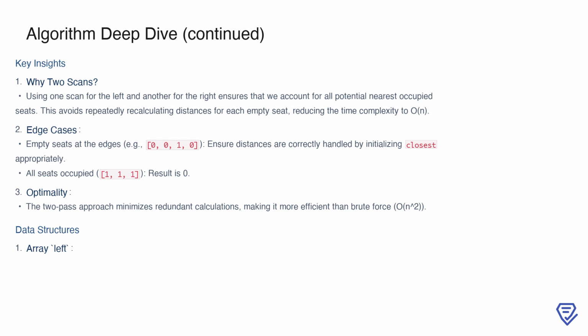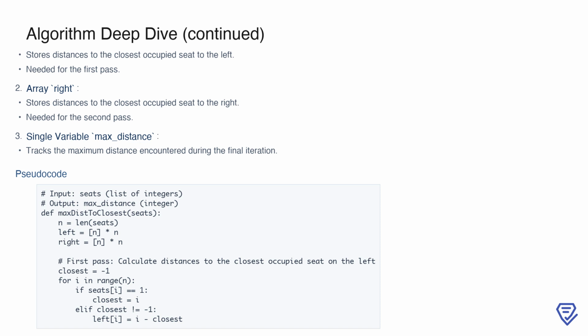For edge cases like empty seats at the ends of the array, the initialization of closest ensures that distances are handled correctly. Additionally, when all seats are occupied, the algorithm naturally returns 0 since there are no empty seats to process. This method is optimal because it minimizes redundant operations and ensures that we achieve the desired result in O(n) time. The algorithm relies on three key data structures.